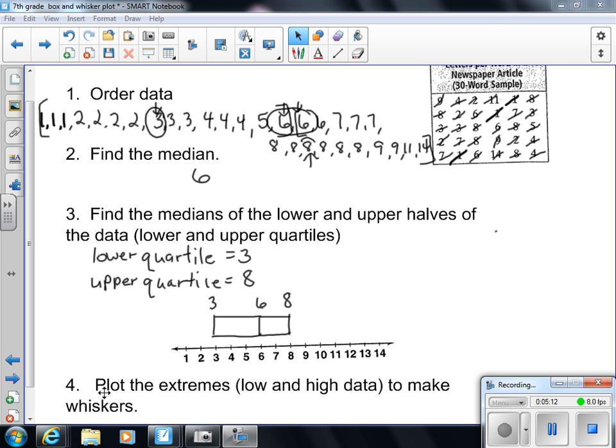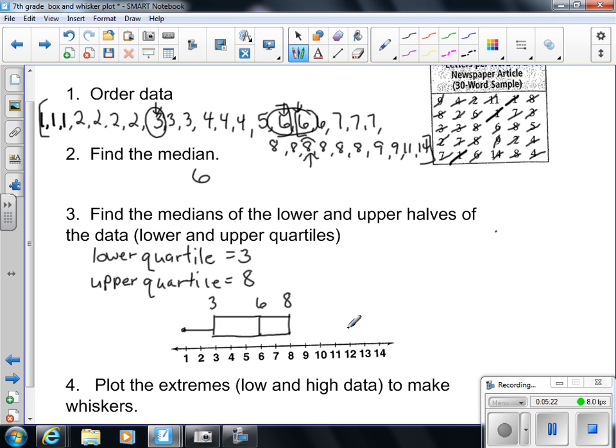Okay, and the last step then is to plot the extremes. That's your low and high data, and that'll make your whiskers. So my lowest number is a 1. I put a dot there and connect it to my box. And my highest number is a 14, and I connect it to my box.